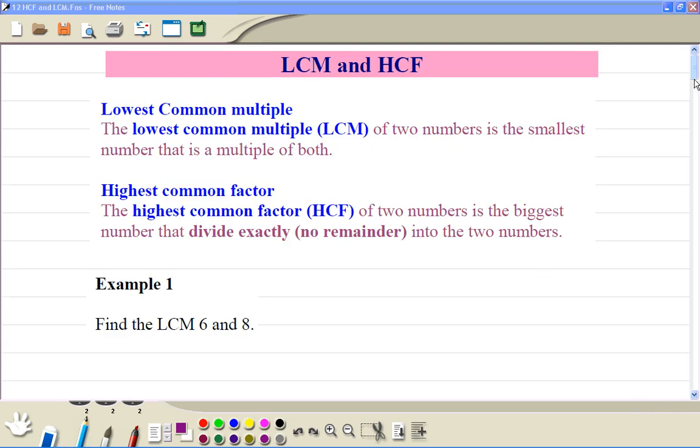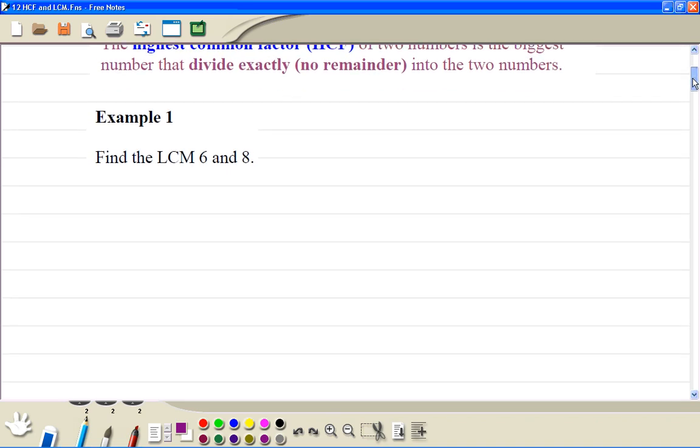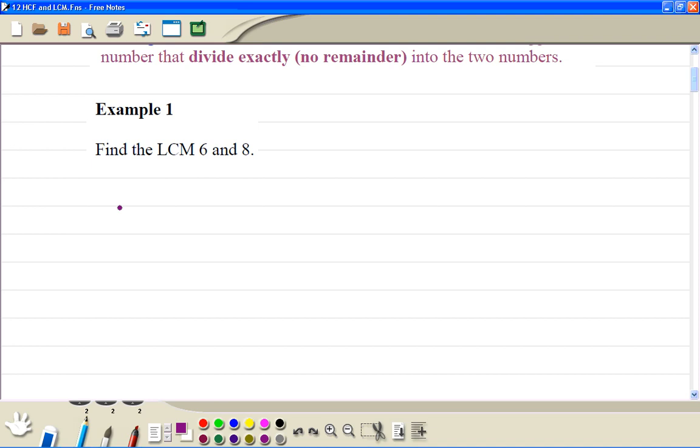Lowest common multiple and highest common factor. Let's do example 1. So first we're going to do the list method. List method means we list all the multiples of 6 and 8.